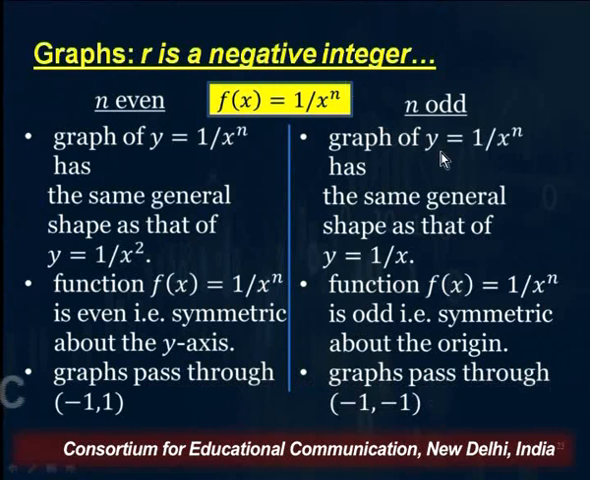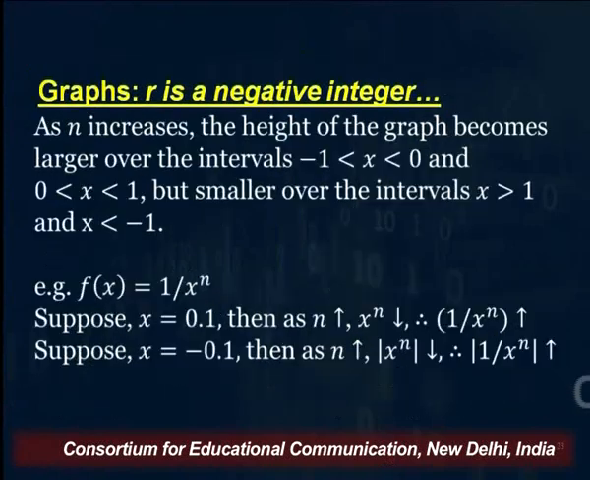If n is odd, then the graph of 1 by x to the power n will have the same general shape as that of 1 by x, the rectangular hyperbola. And here the function is odd, where you have symmetry about the origin, so that the graphs not only pass through 1 comma 1 but also minus 1 comma minus 1. And here the opposite is going to happen.